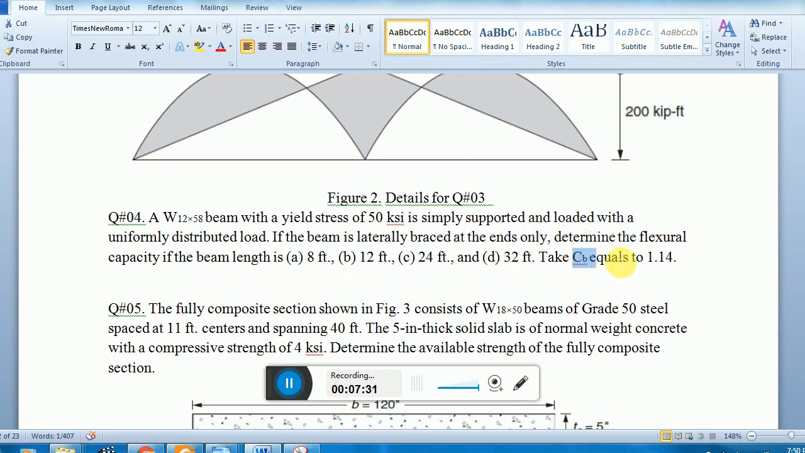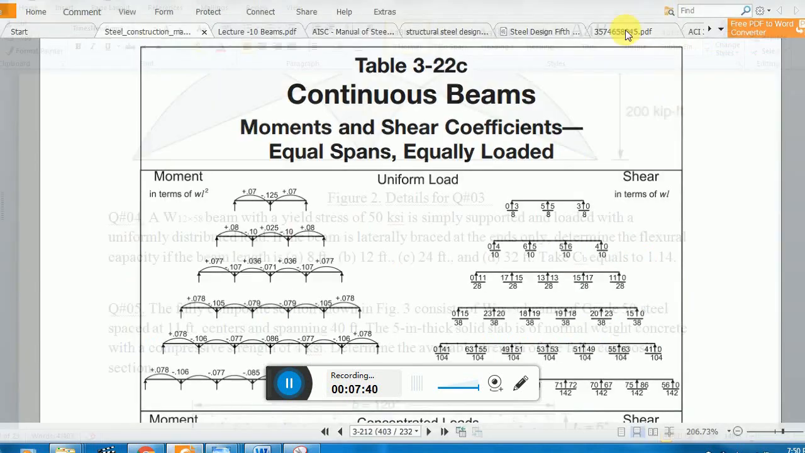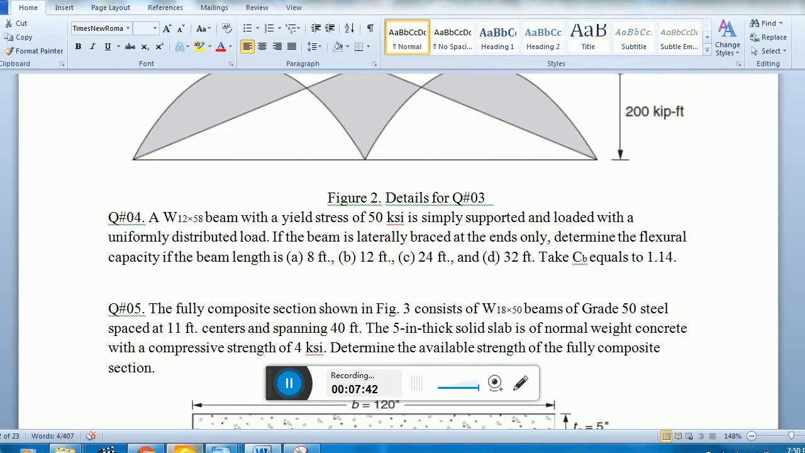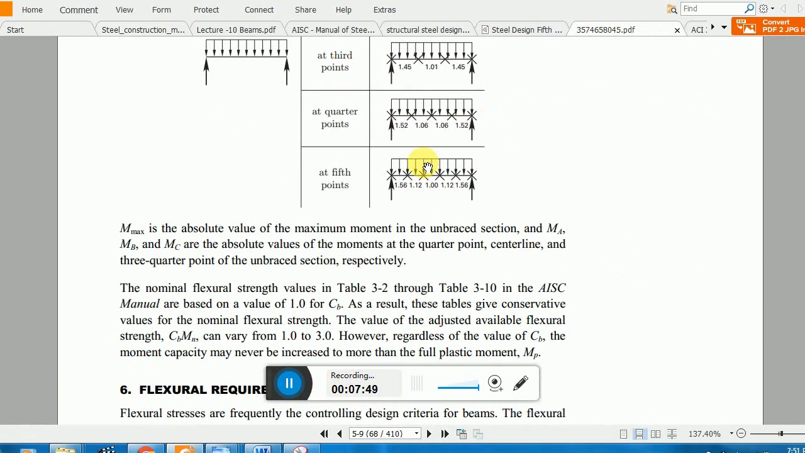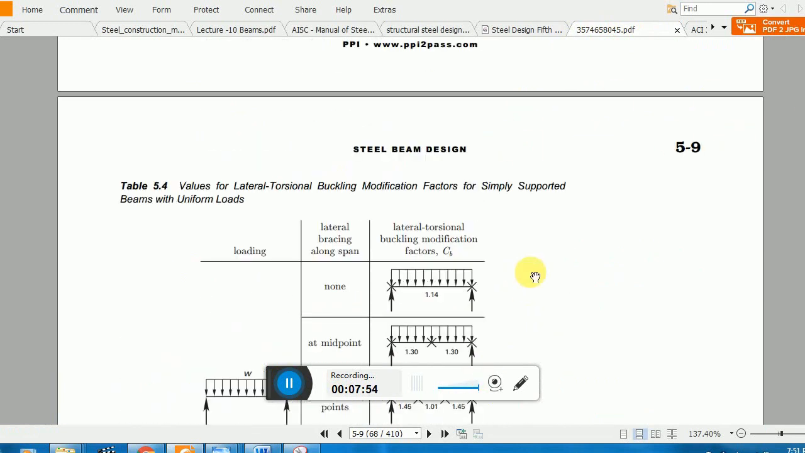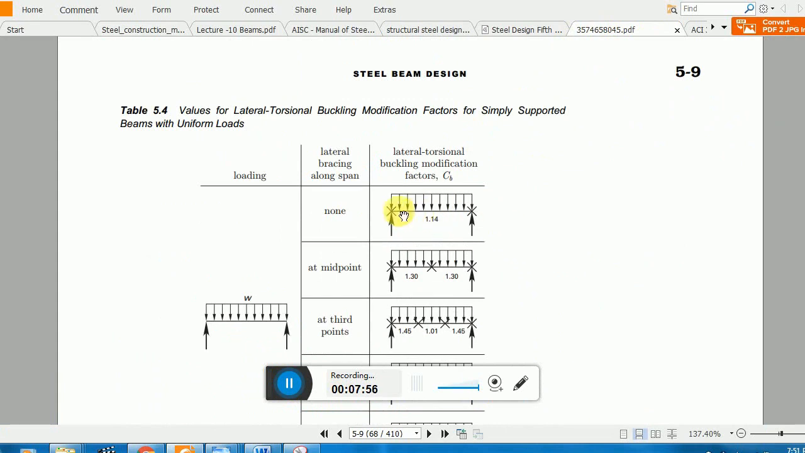And the Cb value is given, that is 1.14. Clear? I think it is 1.14 because if your beam is subjected to a uniformly distributed load and the brace is provided only at the ends, then your Cb value is 1.14. Let us check it. Yes, here we have 1.14 because bracing is provided only at the end points. If it is not given, you can choose it from your manual.